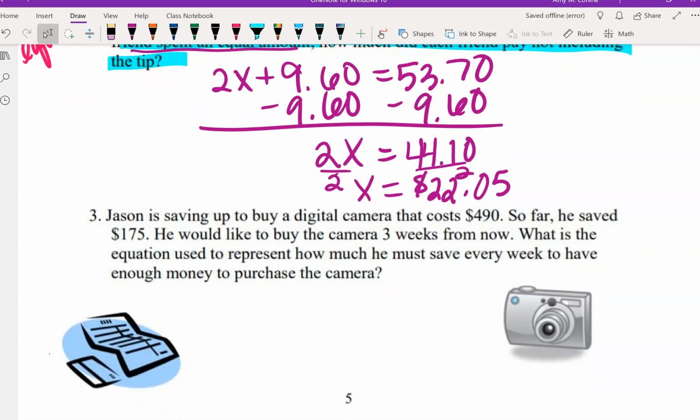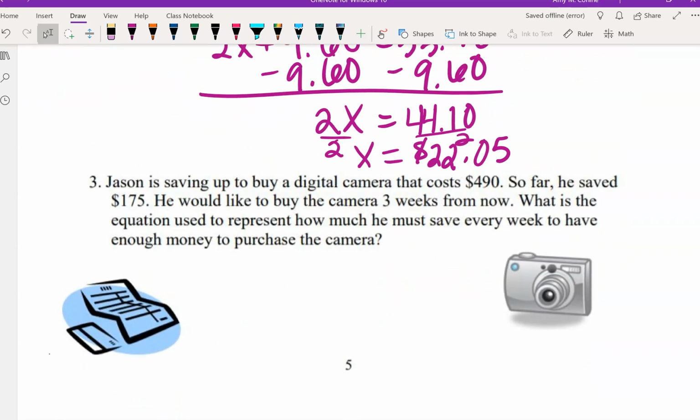So let's take a look at number 3. Number 3 is very similar to what we just did. It is going to be an equation, so I don't want you to get confused that you need to create some sort of inequality. You are going to have an equation here, and we're doing a combination of these things today. So I want you to go ahead and do this one on your own.